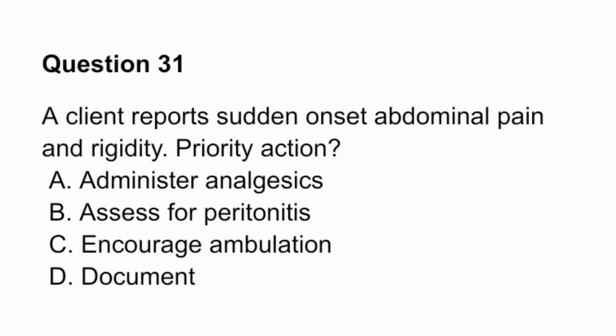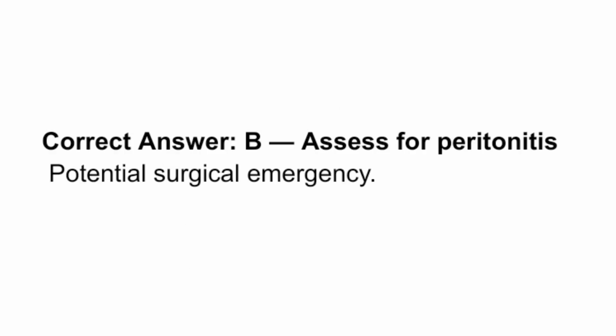Question 32. A client reports sudden onset abdominal pain and rigidity. Priority action: A. Administer analgesics. B. Assess for peritonitis. C. Encourage ambulation. D. Document. Correct answer, B. Assess for peritonitis. Potential surgical emergency.